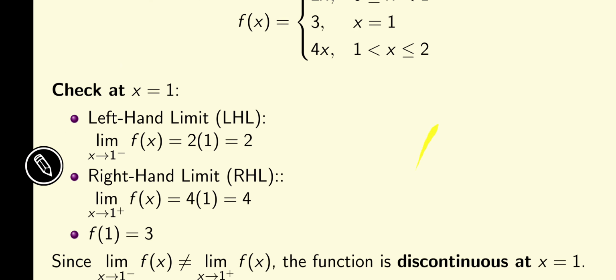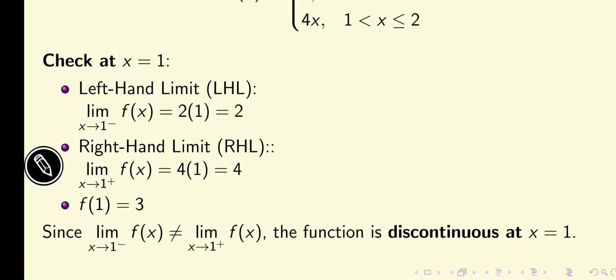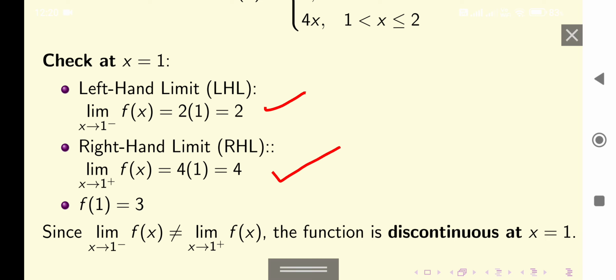Again you can see the left hand limit is not equal to the right hand limit, because the left hand limit is 2 and the right hand limit is 4. So these two are not equal. So simply we can say it is discontinuous at x is equal to 1.